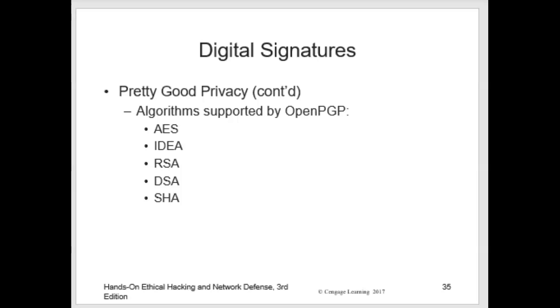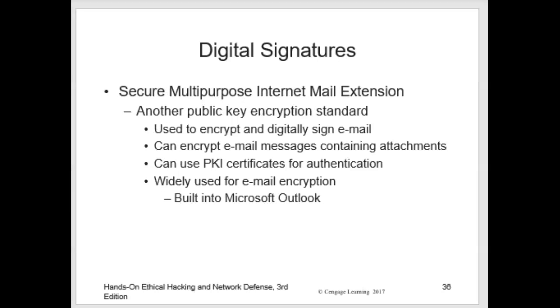Now, digital signatures continued. This GPG that we just talked about is useful for understanding how public key encryption algorithms are used. And like I said, best of all, it's free. OpenPGP is not the only technology, though, for sending secure emails. And these others listed here incorporate AES, IDEA, RSA, DSA, and SHA, of which we've discussed several in this conversation already.